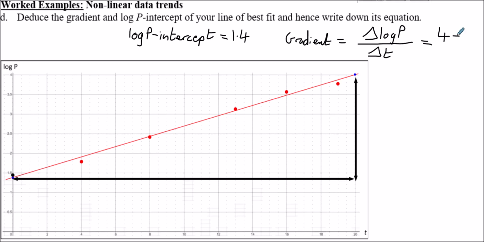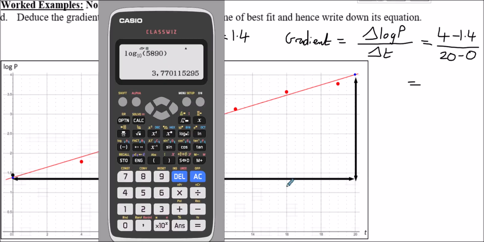Down here, it's 1.4. The change in t has gone from being 20 here to 0 over there. So 20 minus 0. Now we can calculate this using a calculator. So 4 minus 1.4, 20 minus 0. I've got the gradient is 0.13.